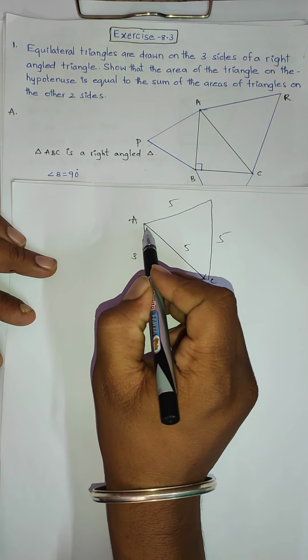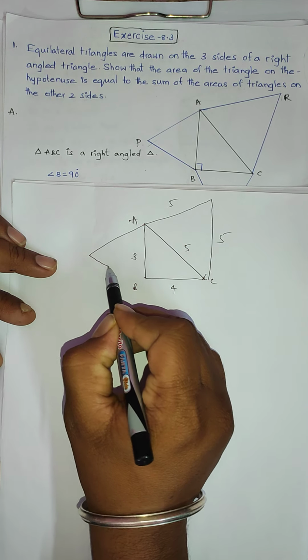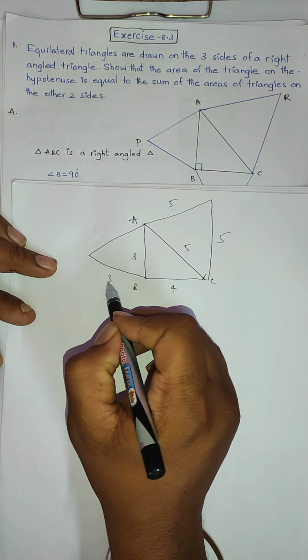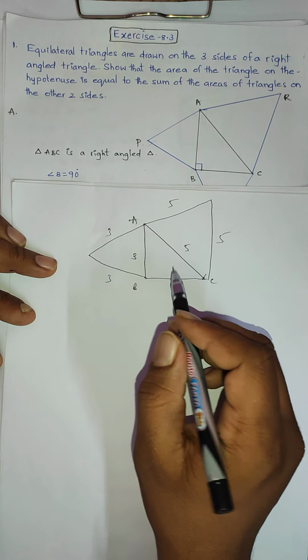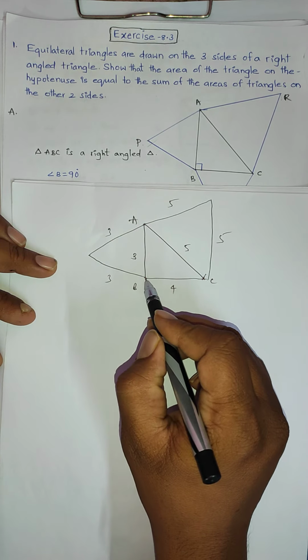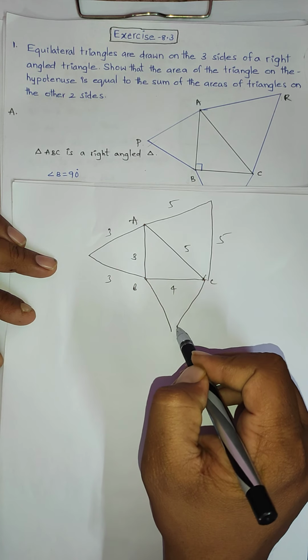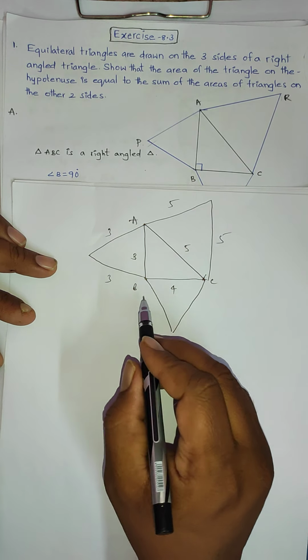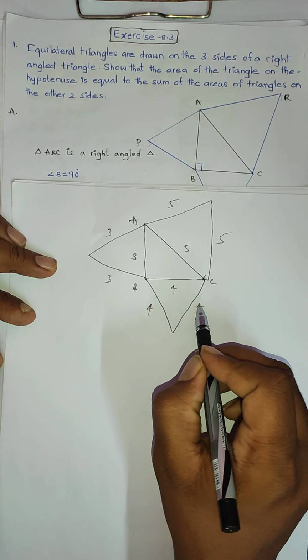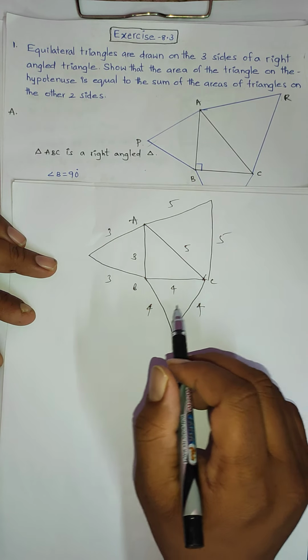In the same way, using this perpendicular side AB, 3 centimeter, an equilateral triangle with sides 3 centimeter is drawn. In the same way, on the base side, 4 centimeter, another equilateral triangle is drawn.